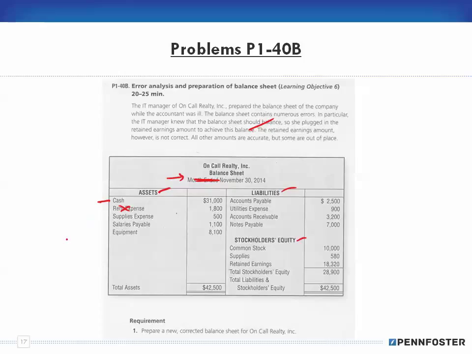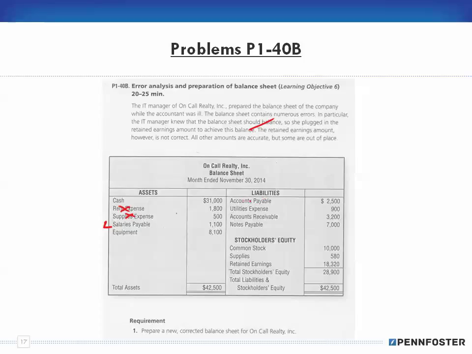Rent expense is in the wrong place, that's an expense, and that should be on the income statement, so should supplies expense. Okay. Now salaries payable is a payable account, that's a liability account, so that should be over here in the liability section. So this here is a liability. Equipment is fine, it's something we own. And then of course we have our total assets, and the formatting is right. It's all in one column, has an underline and double underline, and has our dollar signs in the right places.